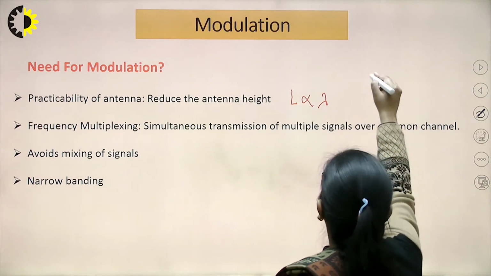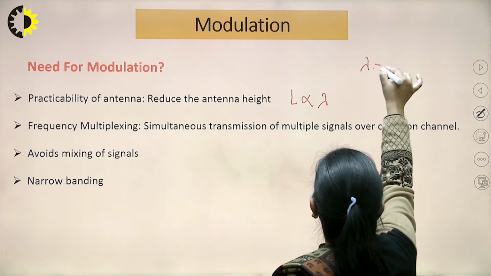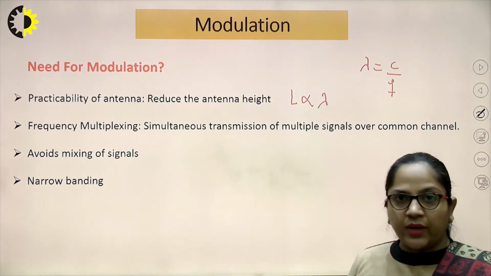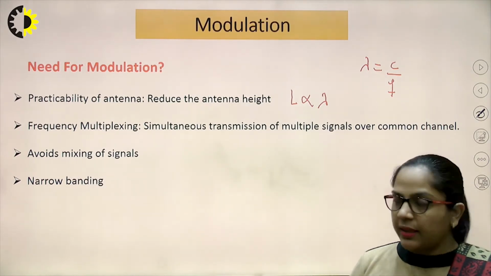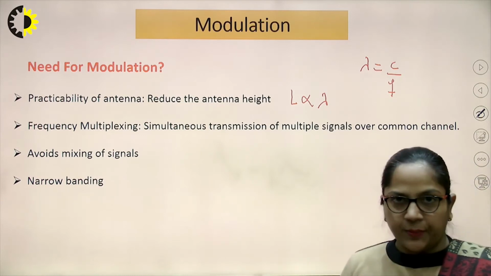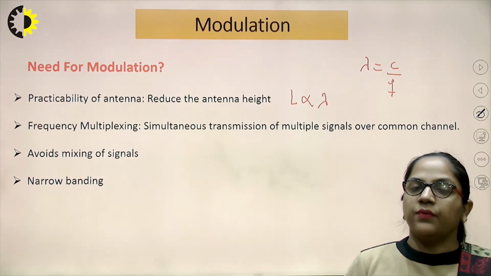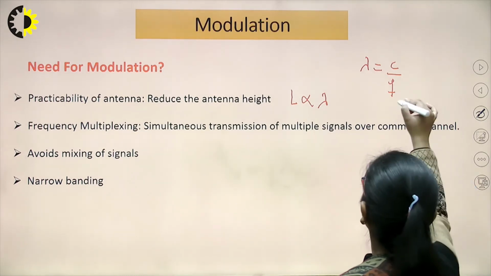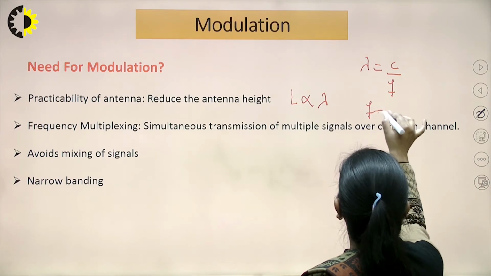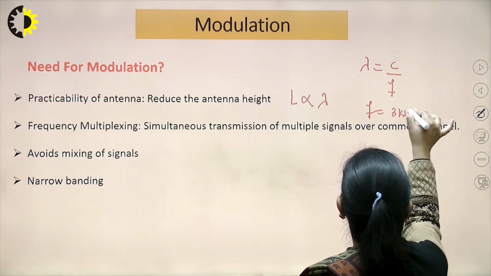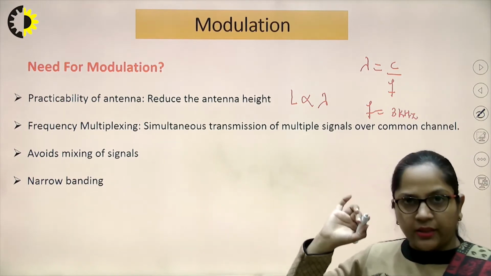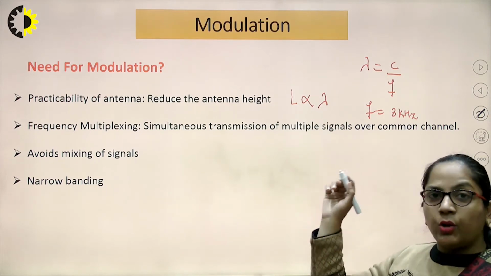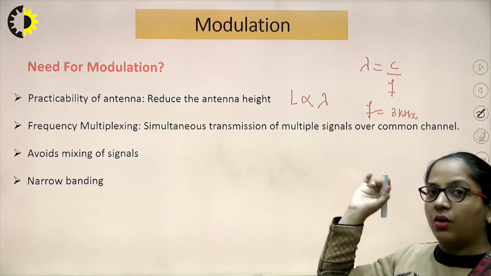Lambda, that is the wavelength of the antenna. We can define lambda equals c upon f, where c is the speed of light, that is 3 into 10 raised to the power 8 meter per second, and f is the operating frequency. For example, if I want to send a voice signal of frequency 3 kilohertz over a long distance, what height of antenna do I require to transmit this voice signal?